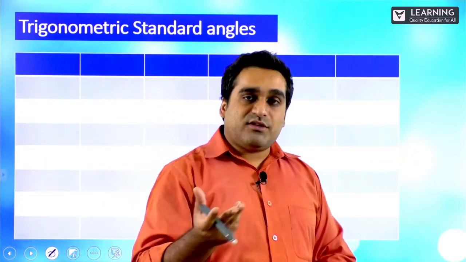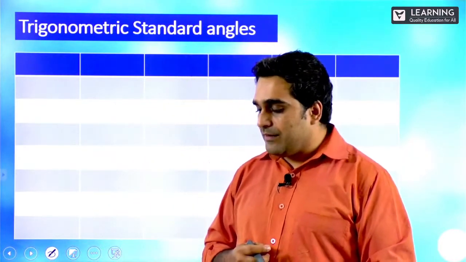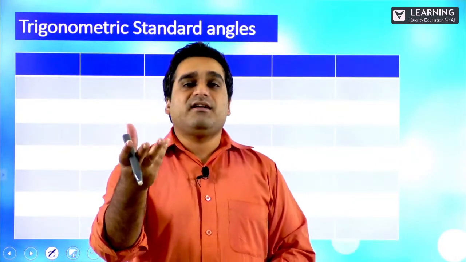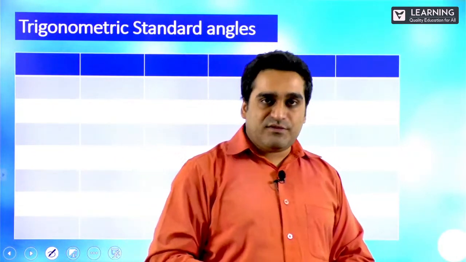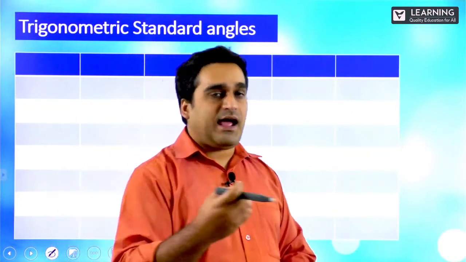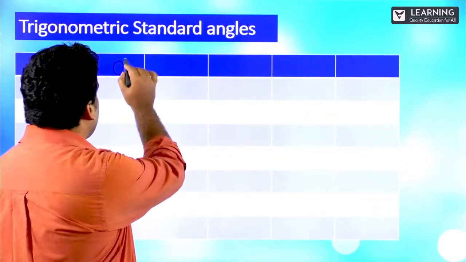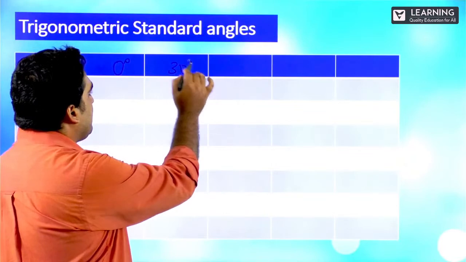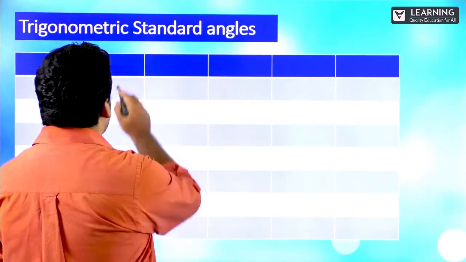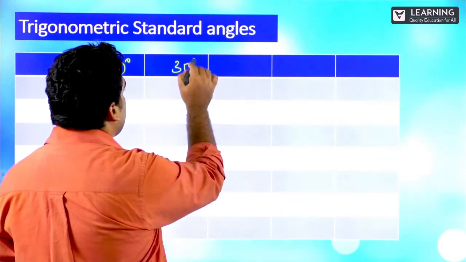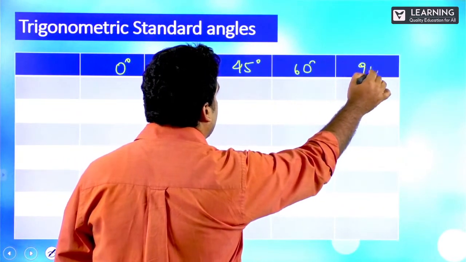Now that we have seen some of the trigonometry ratios such as sine theta, cos theta, tan theta and many others, what if I specify an angle for that given theta? These angles that I'm going to specify are what are known as standard angles. Some of the standard angles that we use in trigonometry are 0 degree, 30 degree, 45 degree, 60 degree and 90 degree.